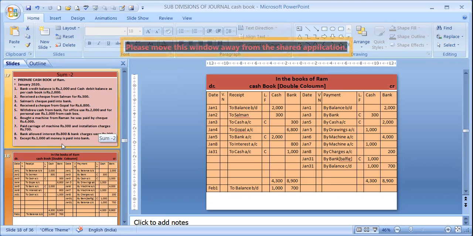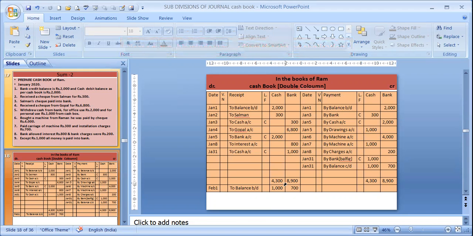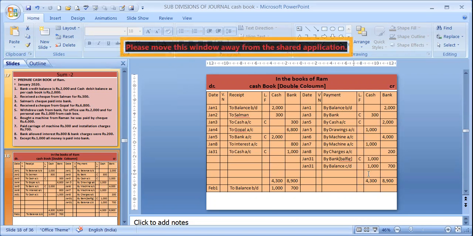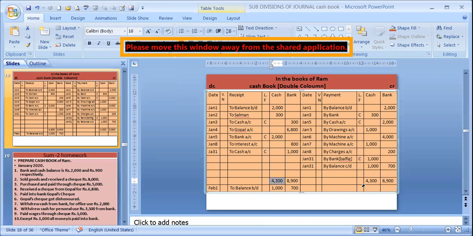Except 1000, all the money is deposited into the bank. Now this is a very interesting part. First of all, we see that the cash total is 4,300 and the bank total is 8,900. These two totals we have done first. First, the cash total: 4,300. We have written the cash total of 4,300 on the debit side, and the same amount over here also.